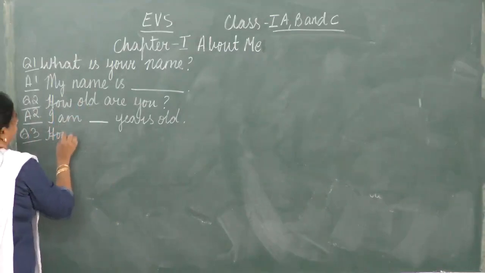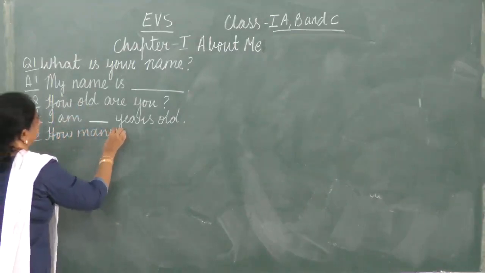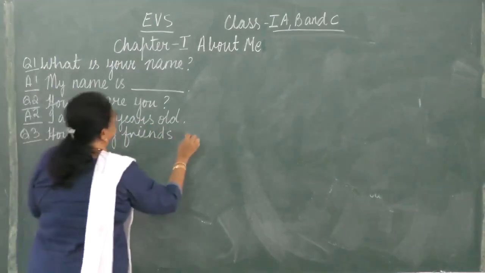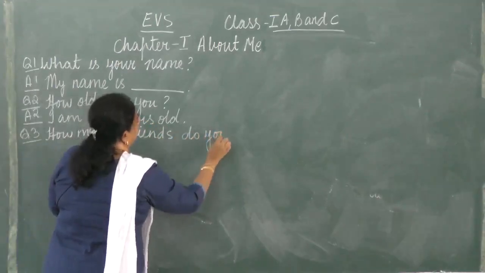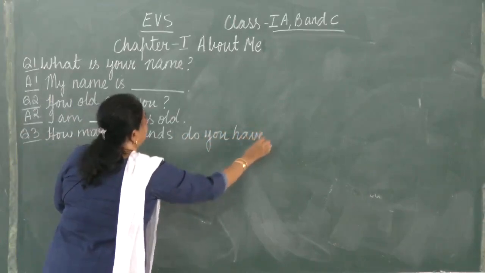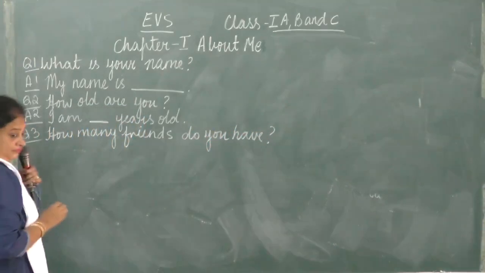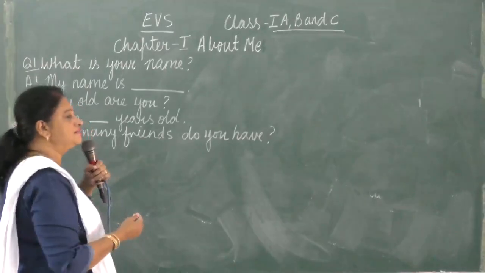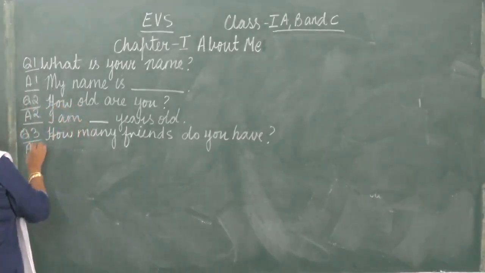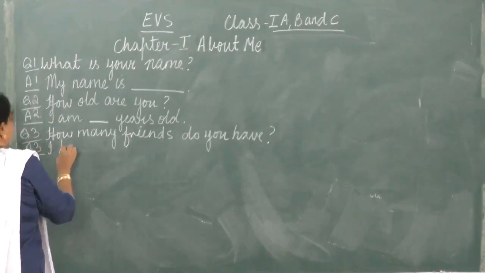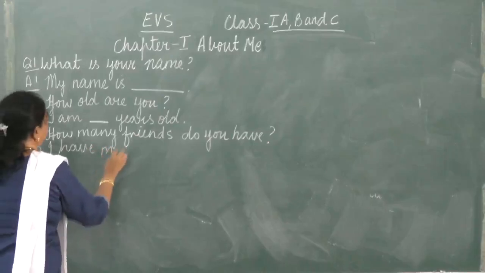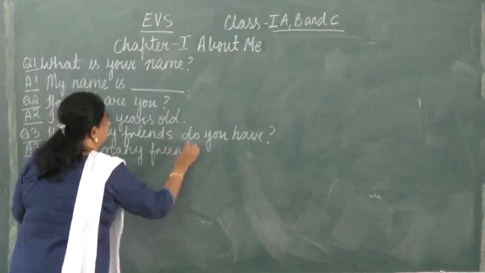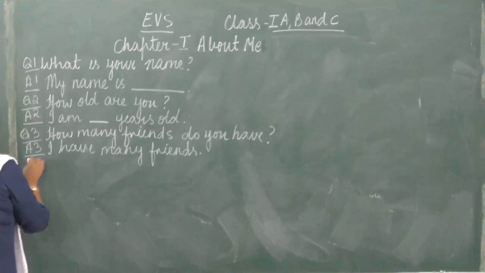How many friends do you have? I have, you can write, I have many friends, or I have 4 friends, or 2 friends, anything. I have many friends. Full stop. Question 4.